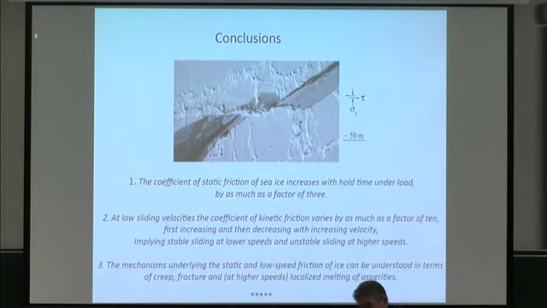What that implies from an Arctic field predictor is that sliding is stable at lower speeds, then becomes unstable at higher speeds. As the wind picks up, unstable sliding. And finally, the mechanisms underlying static and the low-speed kinetic friction of ice can be understood at some level in terms of creep, fracture, and at higher speeds, localized melting of asperities. So thank you for your attention.